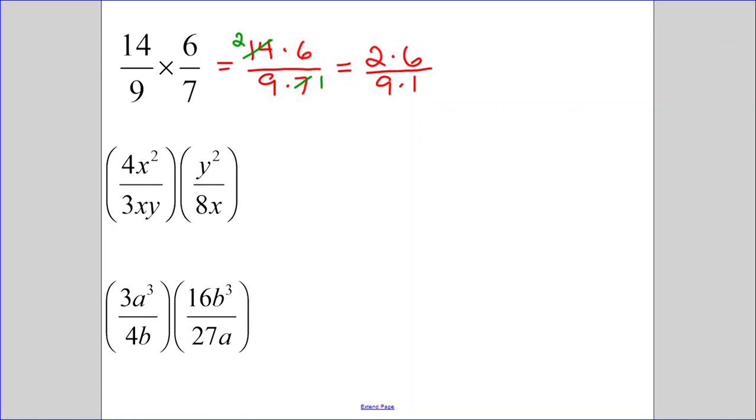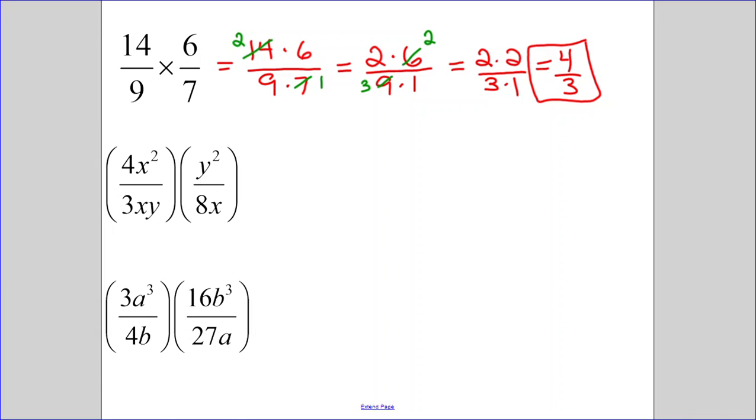Now with the 6 and the 9, I can do the same thing. Both of them go into 3, so 6 divided by 3 gives me 2, and 9 divided by 3 gives me 3. So really what I have here is 2 times 2 over 3 times 1, which just gives me 4 over 3. Now, you could write that as a mixed fraction, but we're not going to go through that step. It's mostly just to simplify down to lowest terms.